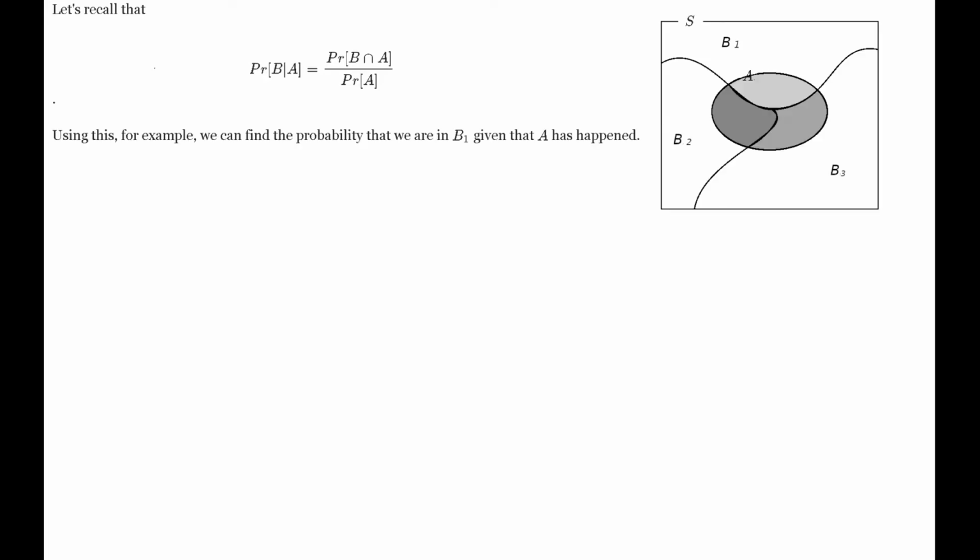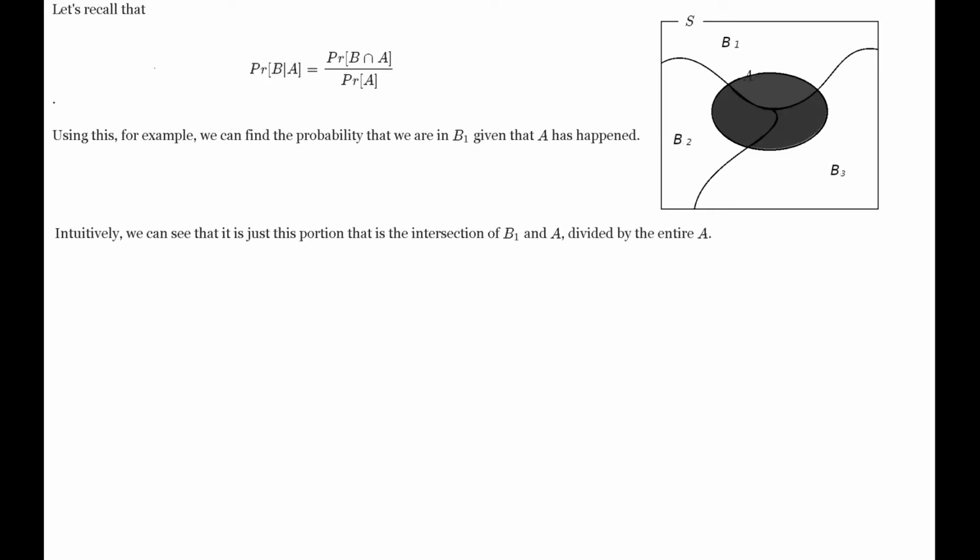Let's recall that the probability of B given A is equal to the probability of B and A divided by the entire probability of A. Using this, for example, we can find the probability that we were in B1 given that A has happened. Intuitively, we can see that it is just this portion, the intersection of B1 and A, divided by the entire A.